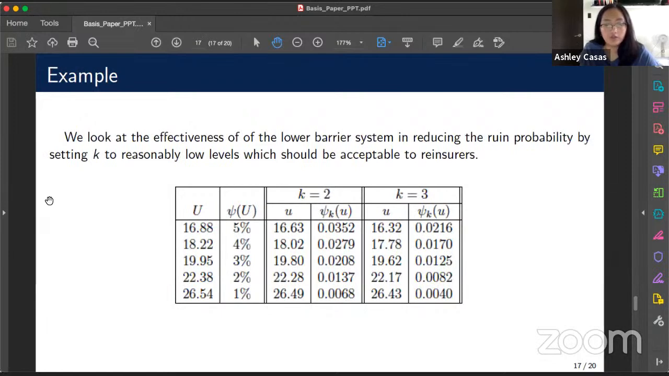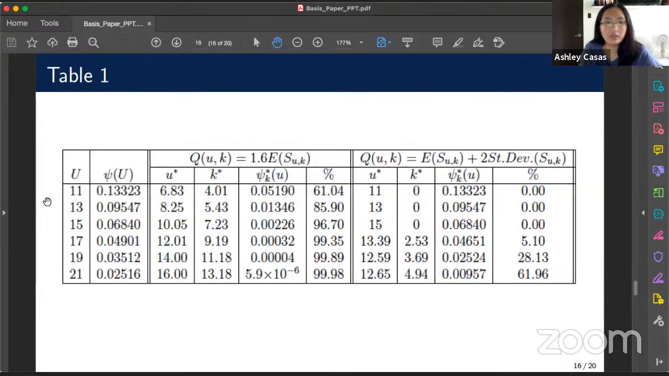So from the previous results, we see that the value of K can be quite high compared to the initial surplus small u. And this situation may not be acceptable to reinsurers. As we can see here, if U is equal to 17, our K is 9.19. So there's not much difference between them. So it seems not a favorable situation for the reinsurer, because they will lose if the retention level is that high.